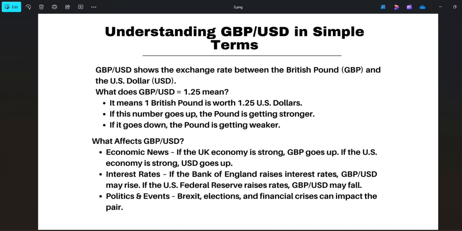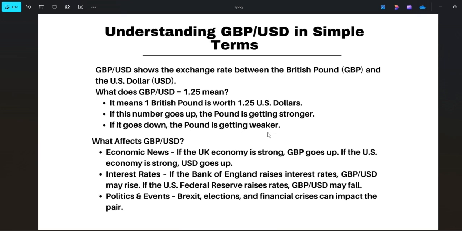And now, what is GBPUSD? GBPUSD shows the exchange rate between the British pound and the United States dollar. In quotes, GBPUSD trading at 1.25 means that one British pound is worth 1.25 US dollars, which is $1.25. If this number goes up, it means that the British pound is getting stronger. And if it goes down, it means that the British pound is getting weaker.